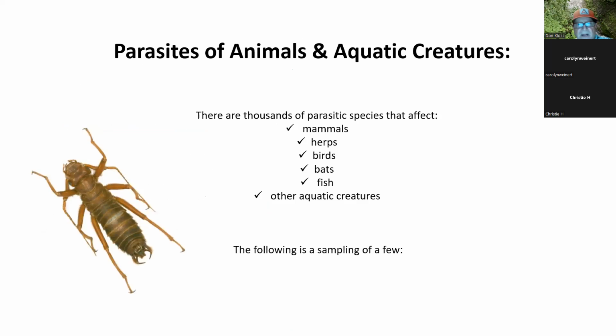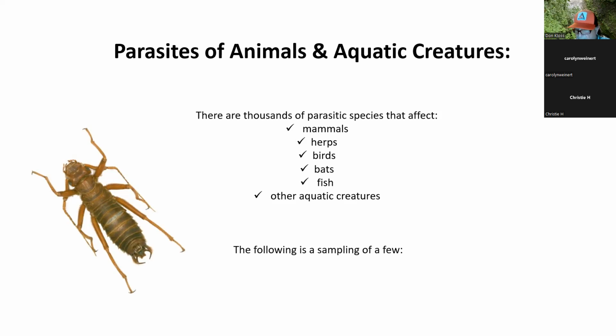And then we have parasites of animals and aquatic features. I was just amazed going through this. I wish I could have done a list of more common ones, but what I found is there are just thousands of parasitic species that affect mammals, herps, which of course is reptiles and amphibians, birds, bats, fish, and other aquatic creatures. I'm just going to give an example of a few here.